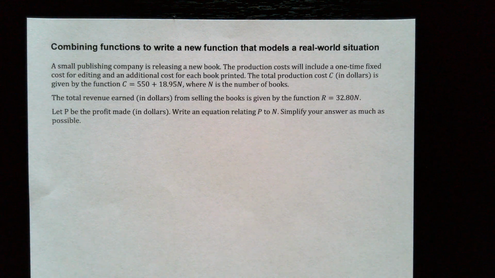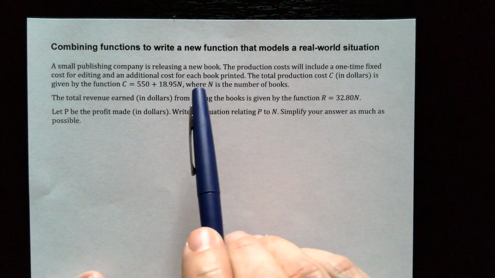In this video, we're going to be combining functions to write a new function that models a real-world situation. So our first problem: a small publishing company is releasing a new book. The production cost will include a one-time fixed cost for editing and an additional cost for each book printed. The total production cost C in dollars is given by the function C equals 550 plus 18.95N, where N is the number of books.